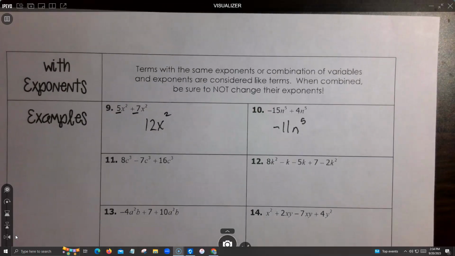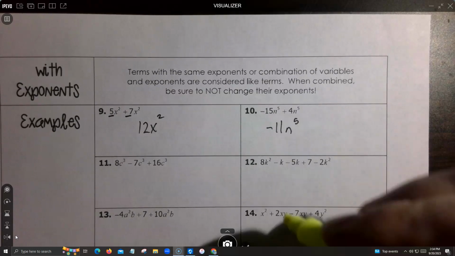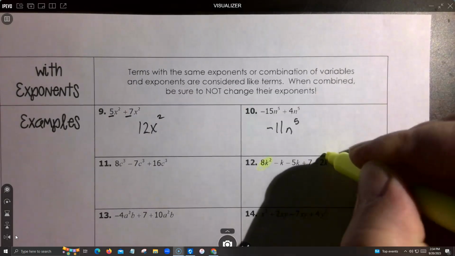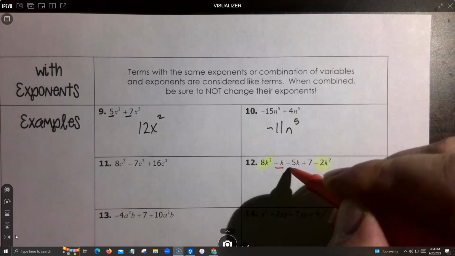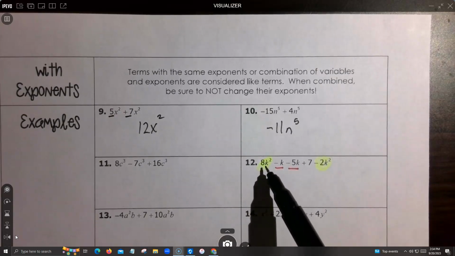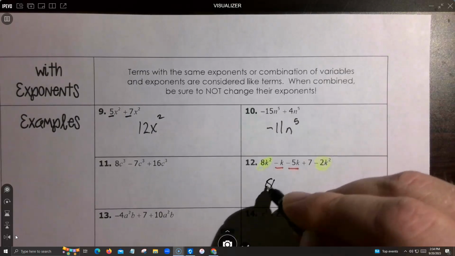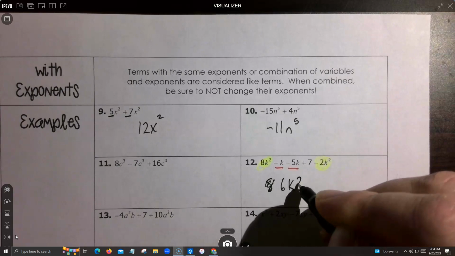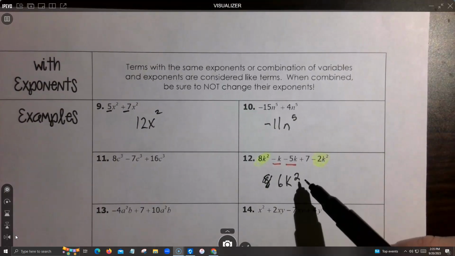All right, so here's a good example. Number 12 has k squareds and has k's. So let me highlight the k squareds. Then we're going to highlight, or actually I'll underline with my red pen, the k's. And then I'm going to leave the 7 alone, the constant. All right, so I've got 8k squared and a negative 2k squared, so that's going to give me 6k squared. Notice my exponent did not change. This little guy here did not change.